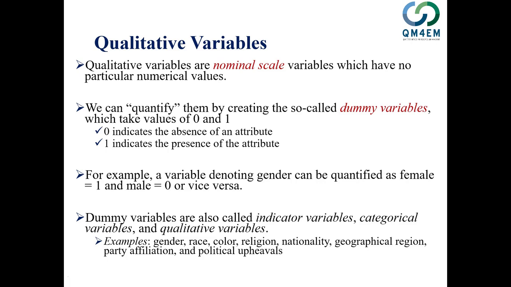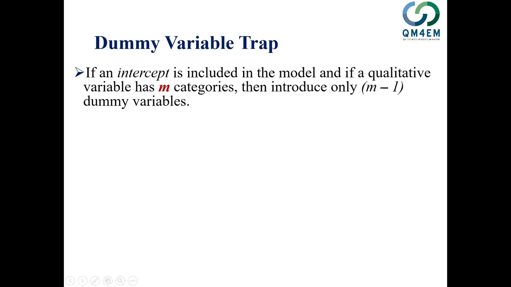So now, the problems associated with dummy variables. There are a number of issues when you introduce dummy variables. The very famous one is called the dummy variable trap. This is pretty easy to understand. The language may be a bit complicated, but in simple words, if you have M categories to represent, you have to introduce M minus one dummy variables in your model.